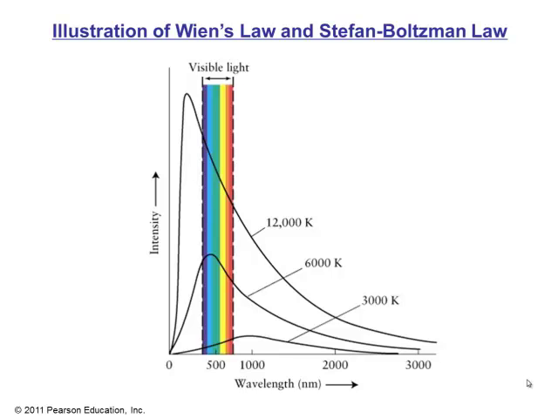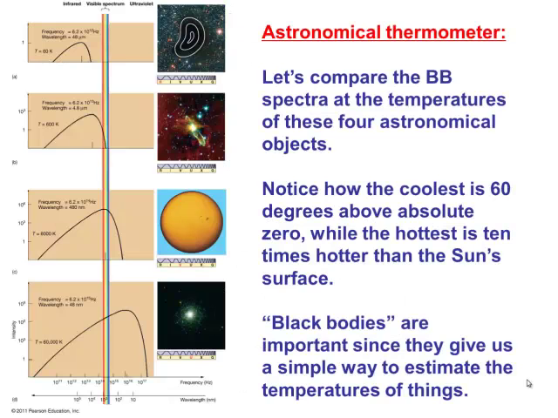So let's put that in perspective with astronomical objects. Here's a nice picture from your book. It's figure 3.11, and it's a sample astronomical thermometer. So we're going to compare the blackbody curves at the temperatures of these 4 astronomical objects. Let's start with the one on the top, frame A.